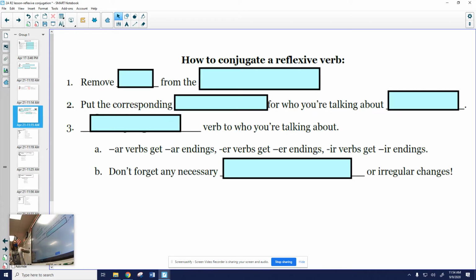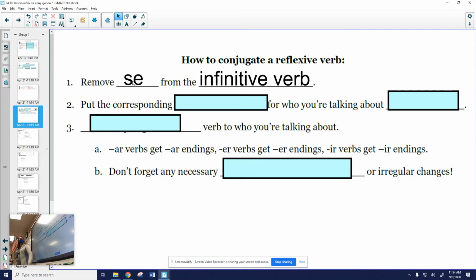How to conjugate a reflexive verb. We did this last year in Spanish too, but it might have been in the spring during distance learning, so it might have gone over your head, and that's okay. That's why we're reviewing. First, remove the se from the infinitive.